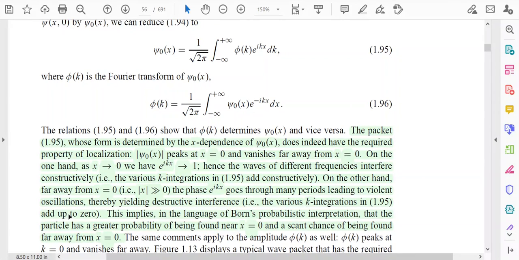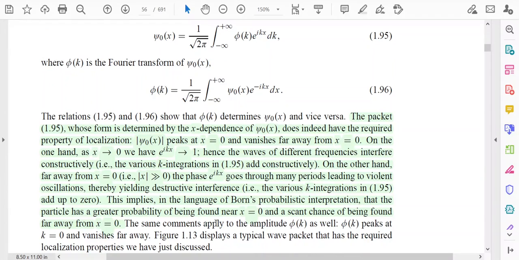This implies, in the language of Born's probabilistic interpretation, that the particle has a greater probability of being found near x equal to 0, and a scant chance, that is a small chance, of being found far away from x equal to 0. So this is the way in which we can construct a wave packet with the help of Fourier transformation.